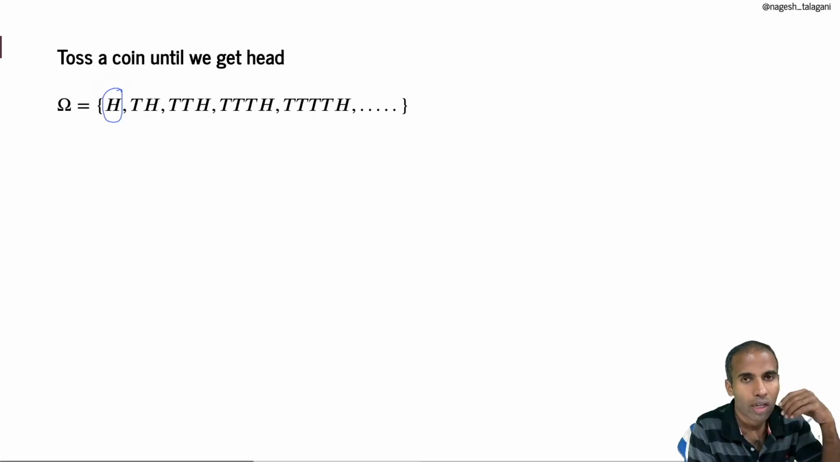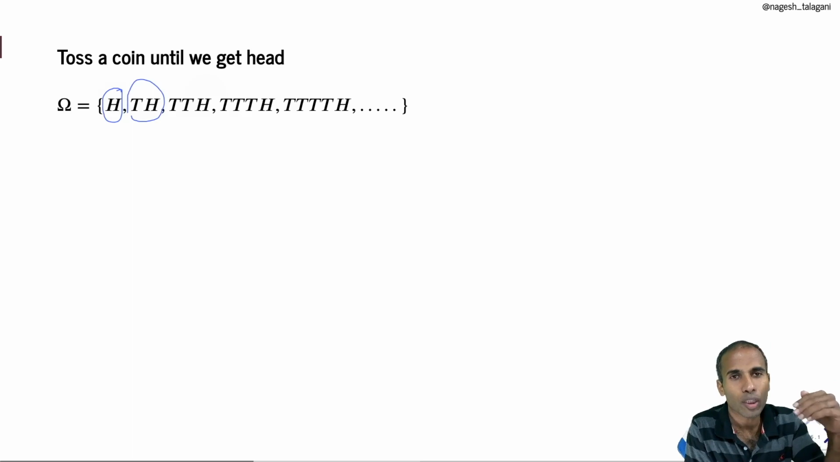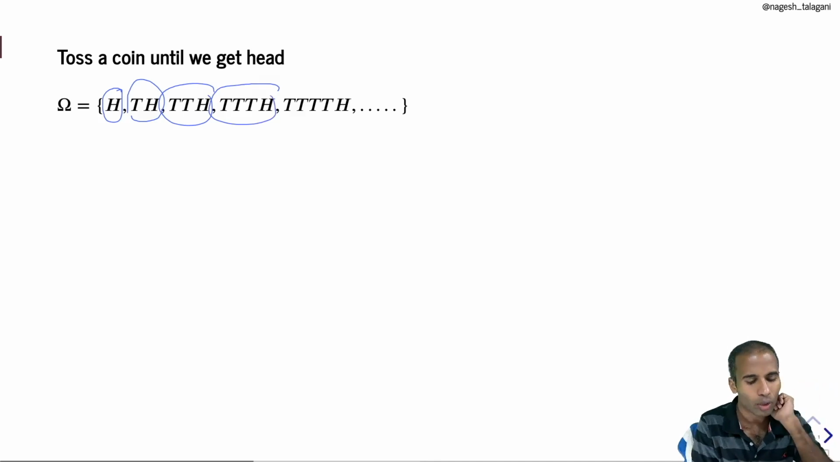Or in the first trial we may get a tail, and in the next trial we may get a head. In that case, the outcome is this. We may see two tails then a head, or we may see three tails and get a head on the fourth trial, like that. So we have infinitely many possible outcomes like this.